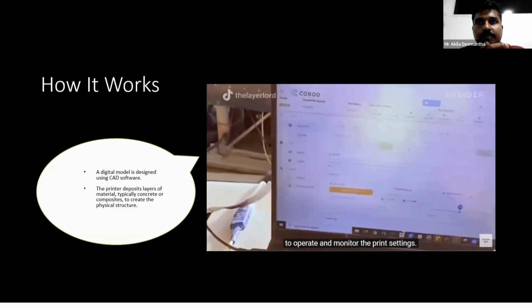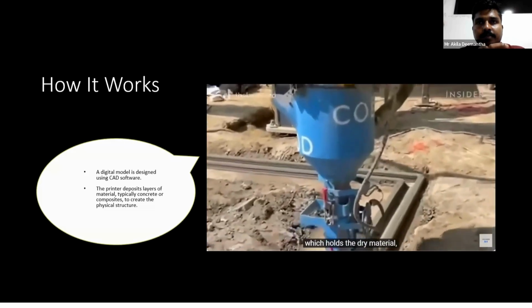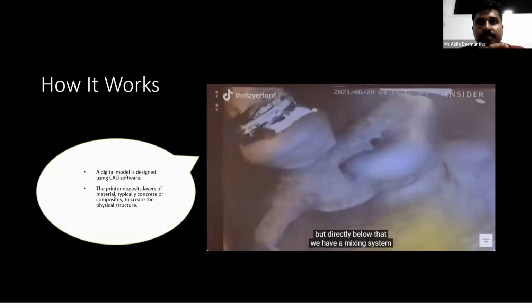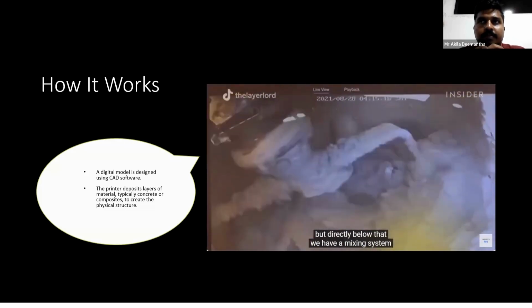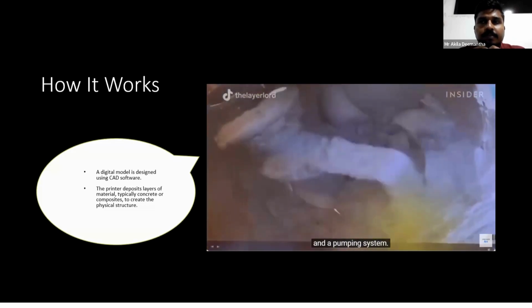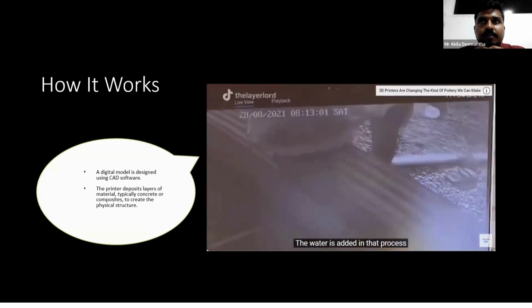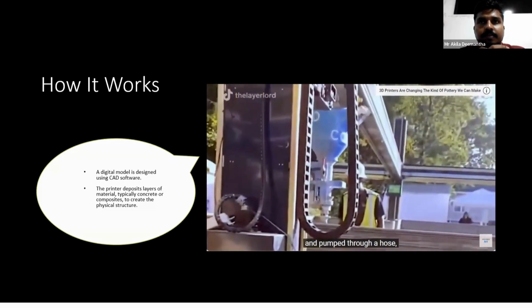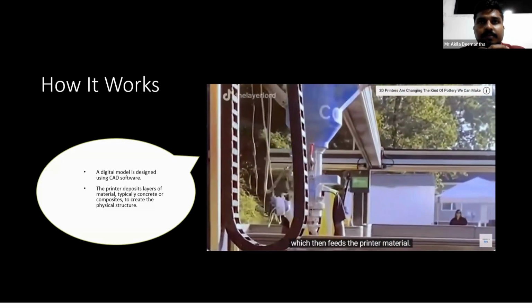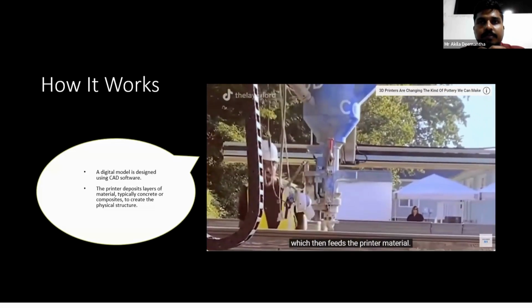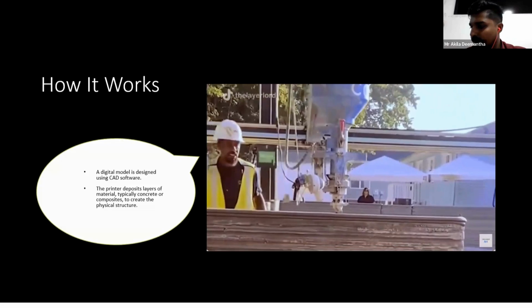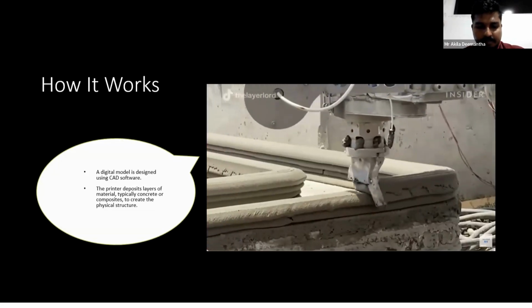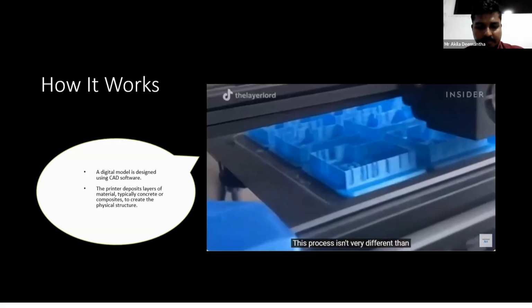Then on the material side, we have a silo which holds the dry material, and directly below that we have a mixing system and a pumping system. The water is added in that process and pumped through a hose, which then feeds the printer material. This process isn't very different than a typical desktop 3D printer.